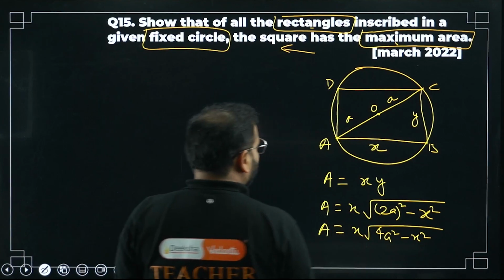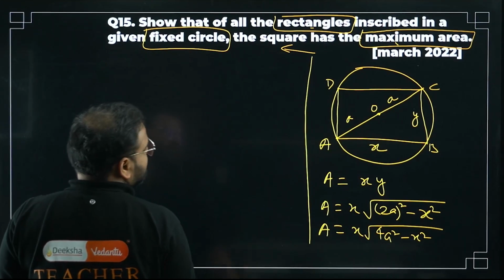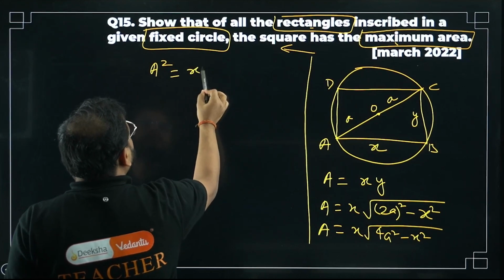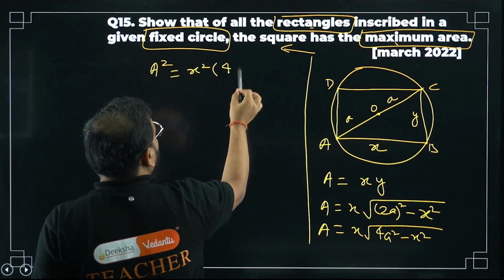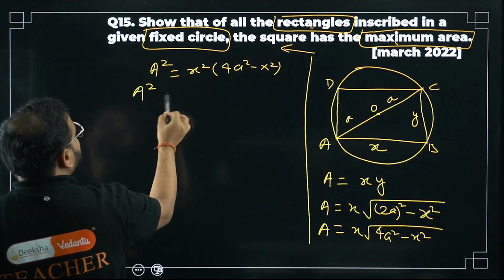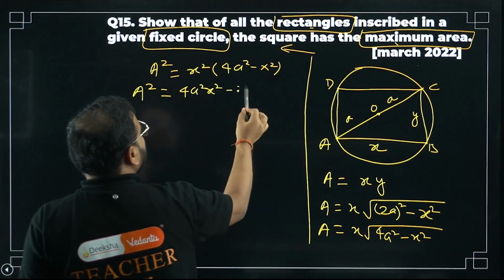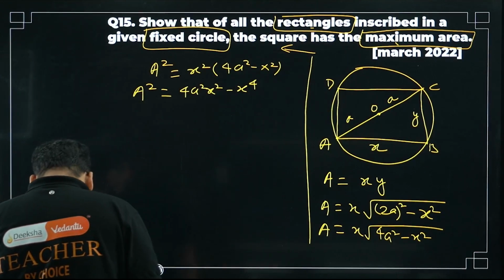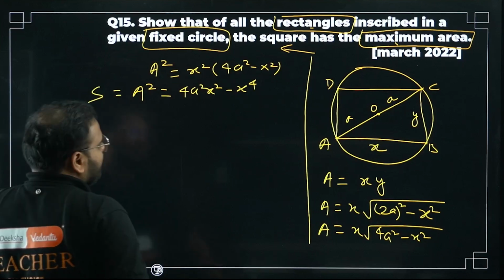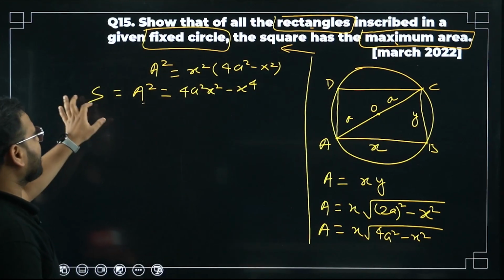This is A. Now do one thing. Square it on both sides. Please check what you're getting. You're getting A square equals x square, and then the root will be cancelled, so 4A square minus x square. Check out now. A square is coming as 4A square x square minus x power 4. Please have a look. Take this as S. Okay, some value S. Why S, sir? I have a square here, that's why I'm taking it as simply S.